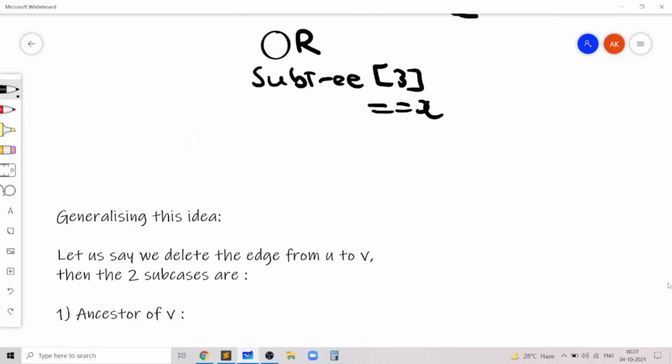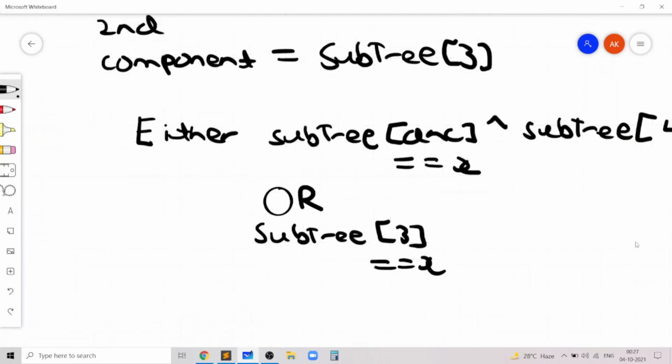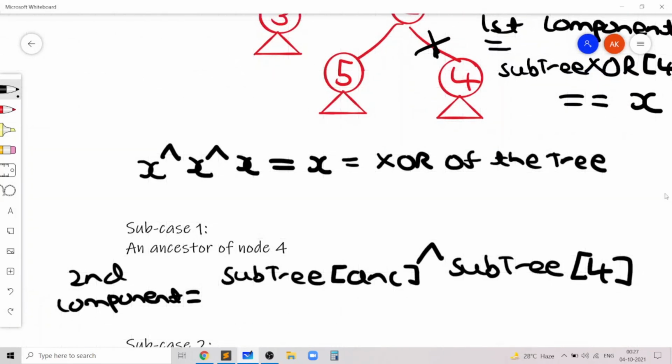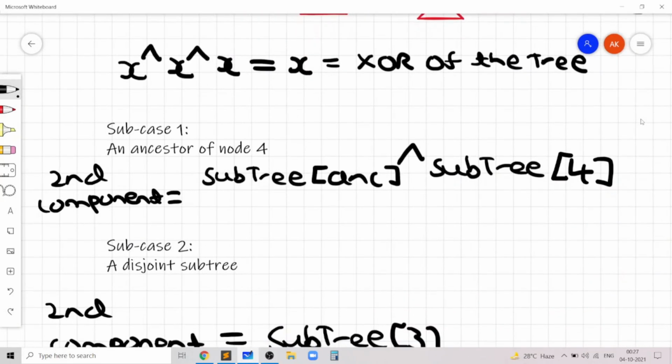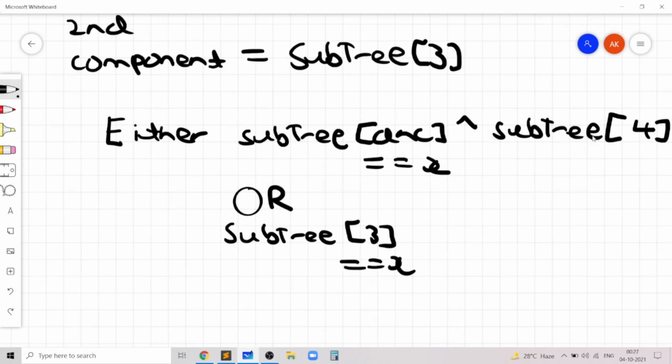So generalizing this idea, let's say that we delete the edge from u to v. So notice in this case, u was 2 and v was 4. So we are just generalizing that case.